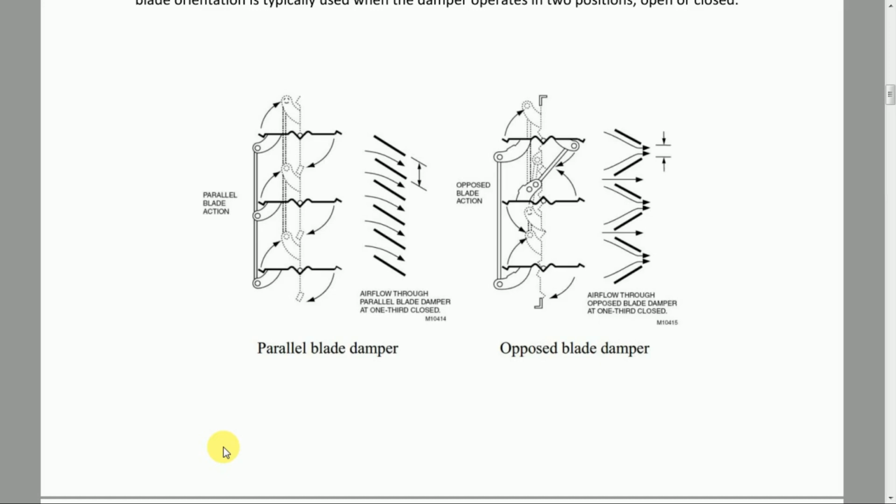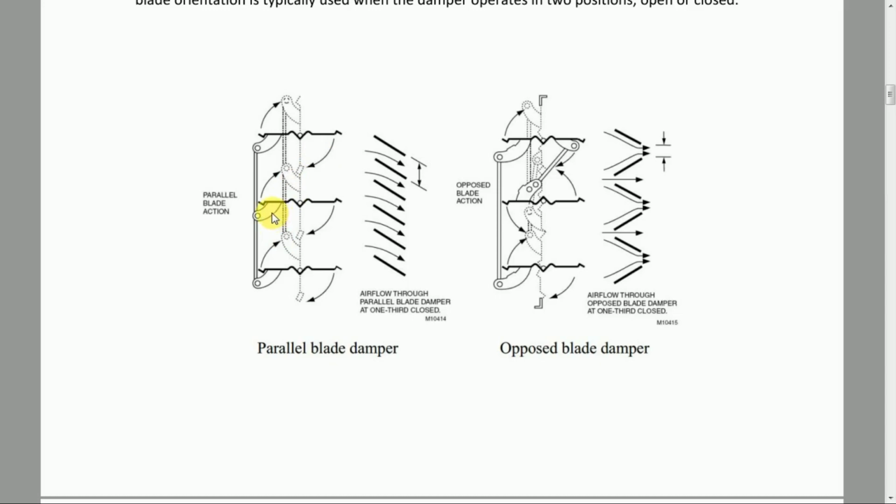Okay, so now let us move forward. Let us check what a parallel blade and an opposed blade damper are. The first one you are seeing here is a parallel blade damper. Actually, from the name itself, it is clear what a parallel blade damper or an opposed blade damper is, and once you see the figure, it will become more clear.